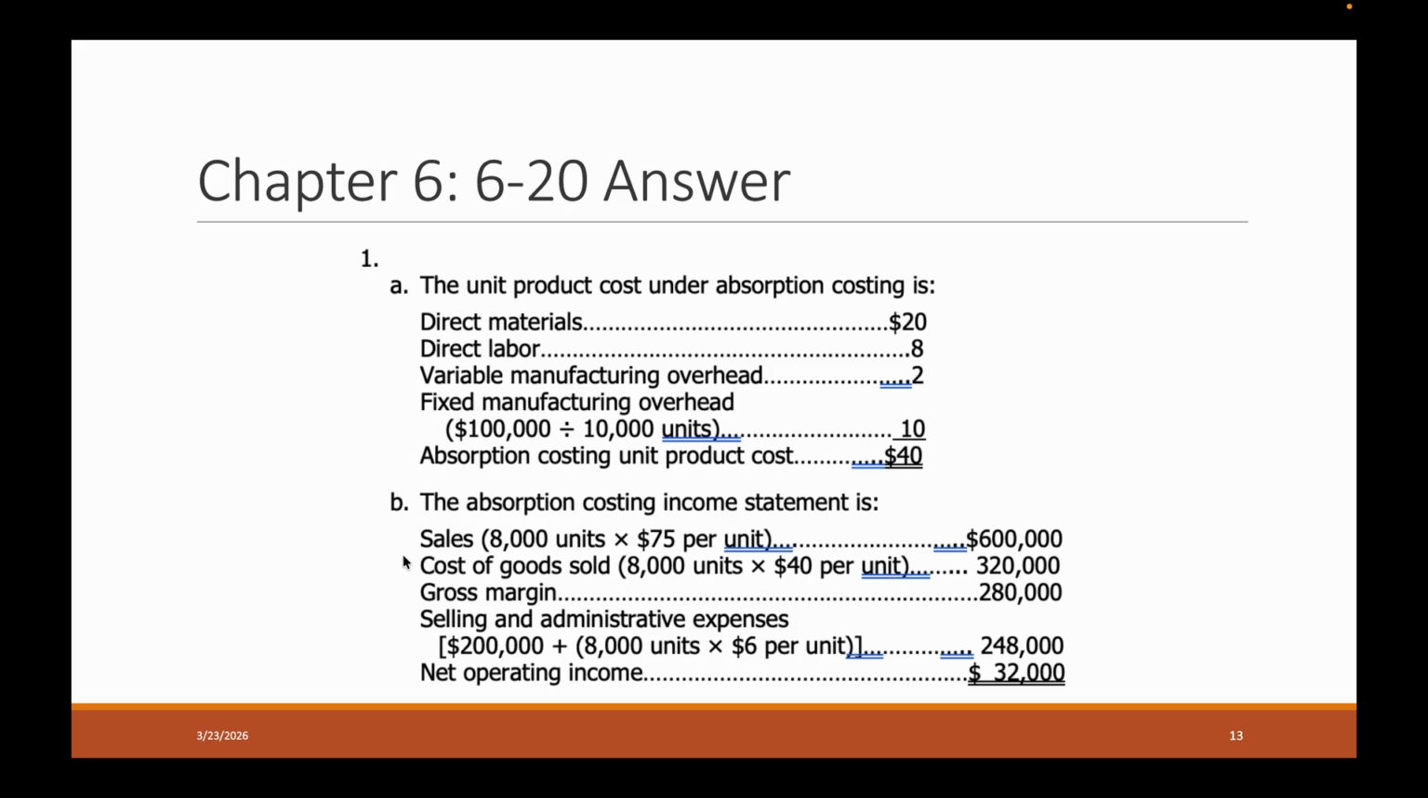And the main difference here, the main thing we need to focus on here, is when we're throwing in the fixed manufacturing overhead expense and how we're expensing that per unit.